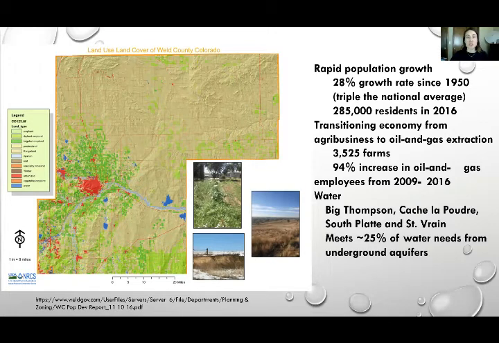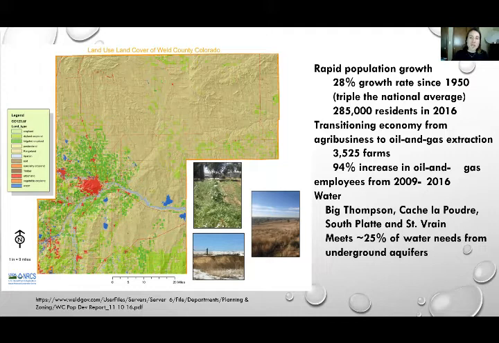experienced rapid population growth, 28% from 1950 to now. And in 2016, there were 285,000 residents. And it's an interesting place because it has a transitioning economy, moving away from agribusiness to more focused on oil and gas extraction. So currently there are about 3,500 farms in Weld County and a 94% increase in oil and gas employees from 2009 to 2016. So we're really seeing a transition in this area.